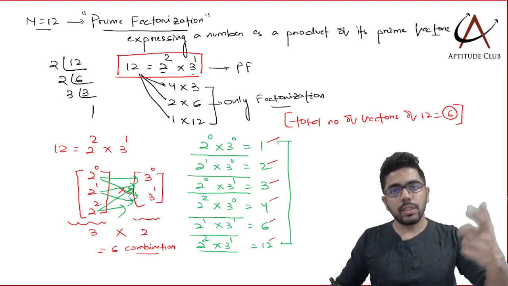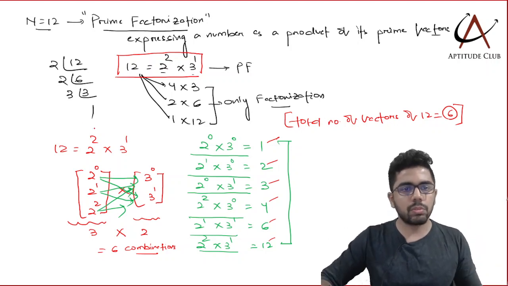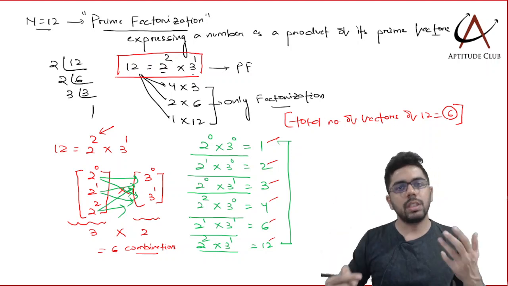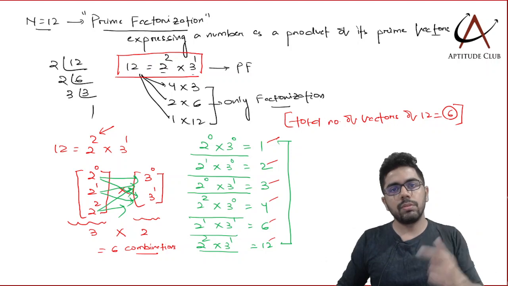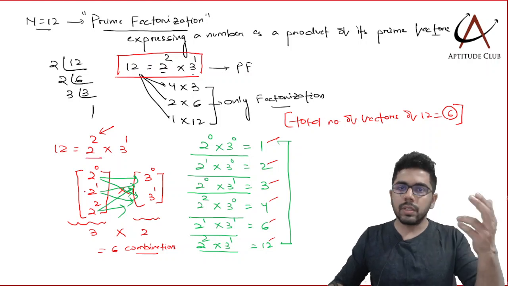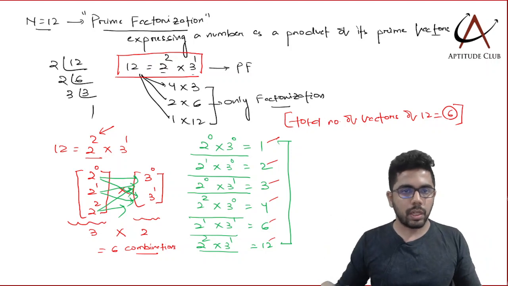Again, to go back one step, I got 3 combinations of 2. Why did I get 3 combinations of 2? Because power was 2 to the power 2. So 2 to the power 0, 2 to the power 1, 2 to the power 2. 3 आया. मान लो power 2 to the power 4 होता, so 0, 1, 2, 3, 4. 5 combinations, like 5 forms you could have got. So depending on the power, you will get the different forms, and then forms ka combination is going to give you the total number of factors.